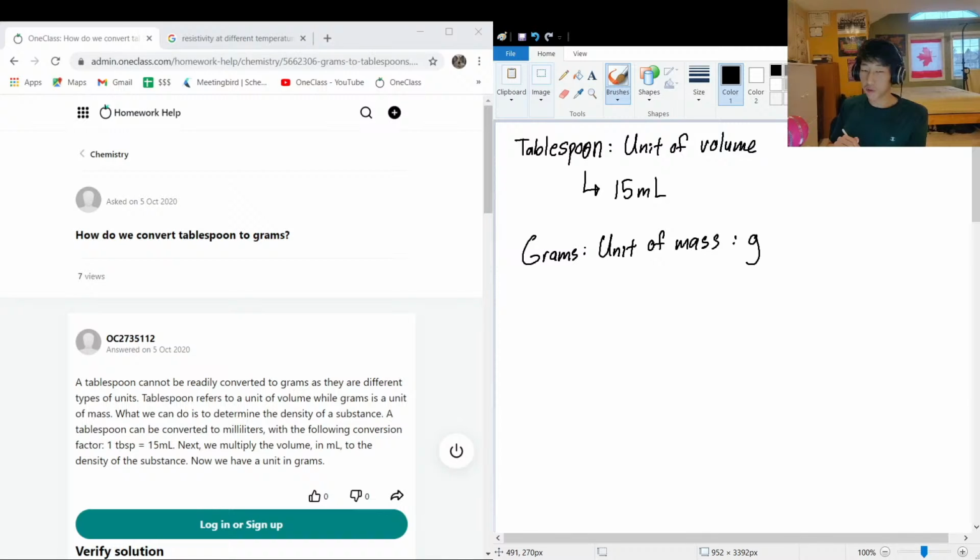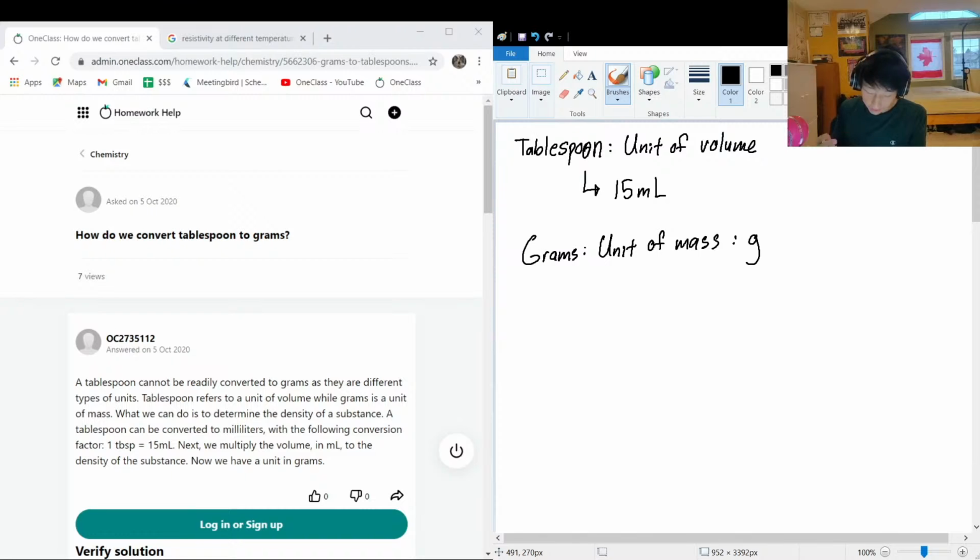Now, can we directly convert volume to mass? Not quite, but if we know the density of what is making up the volume, so let's say we have a tablespoon of water that's going to have a certain density, then we can put that on a scale and determine its mass. But if we had a tablespoon full of liquid metal, that's going to be much higher in density, and a lot higher in terms of mass. So if you wanted to convert tablespoons to grams, you would do it like this.